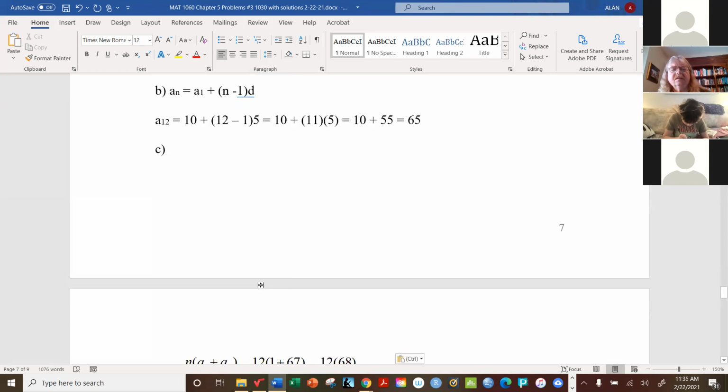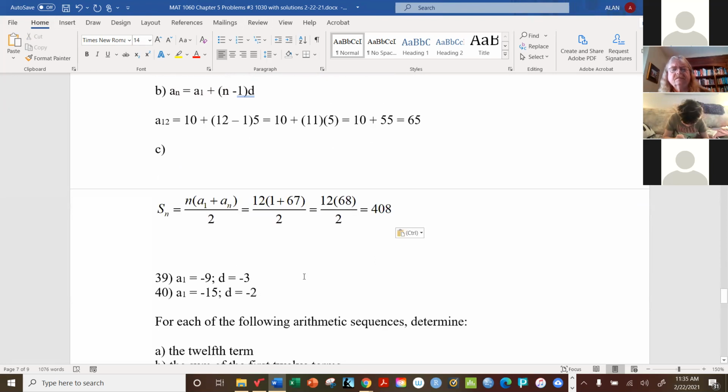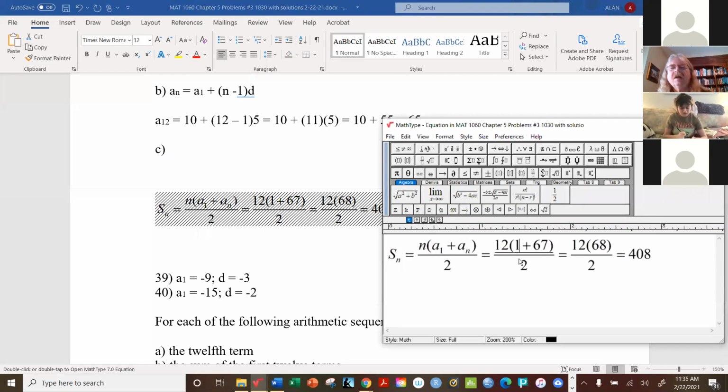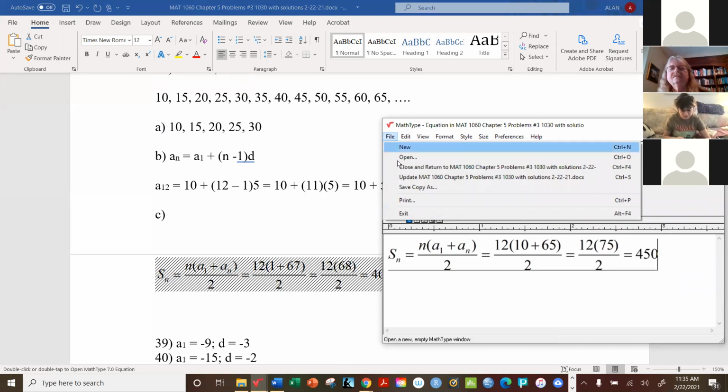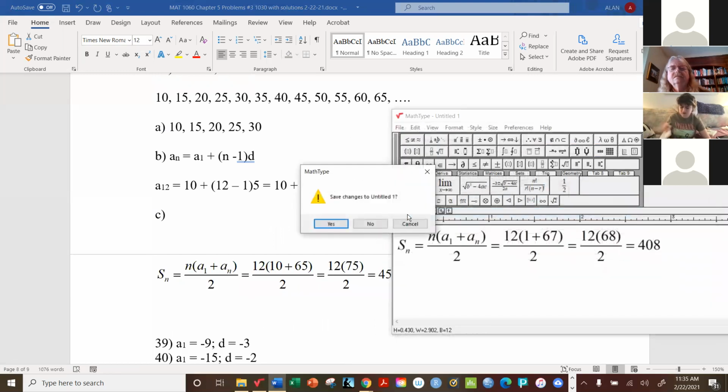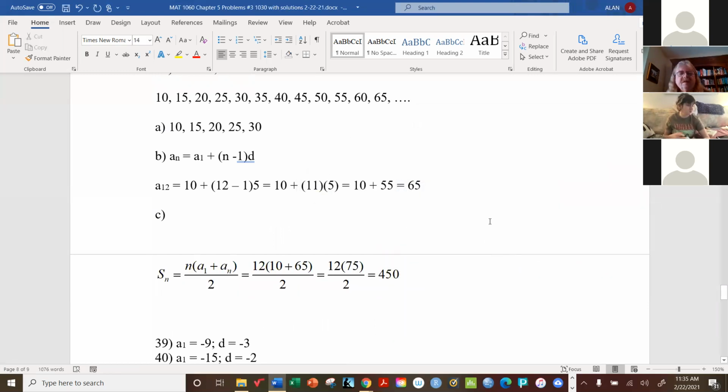All right, let's see. So what I'm going to do is rather than typing this all over again, I'm going to edit it. I only have to make 2 changes anyway. The first term was 10 rather, and the 12th term was 65. So we've got 12 times 75 over 2, which is 450. And that's it. That one's done. Good.